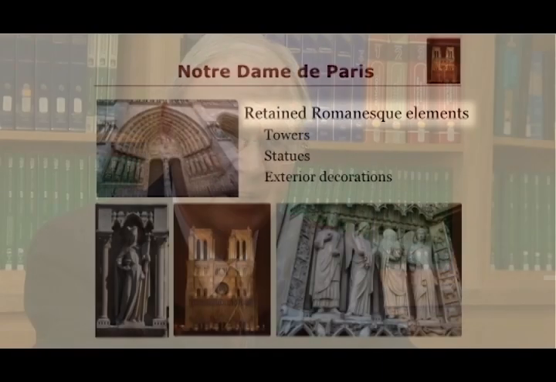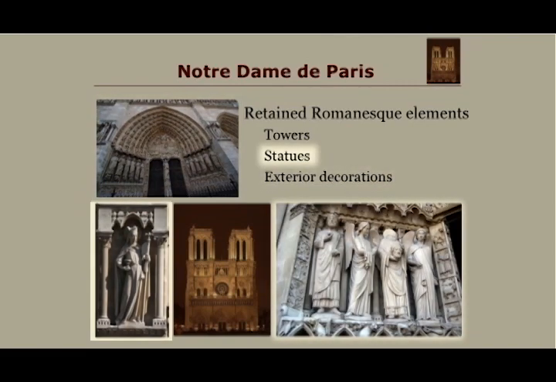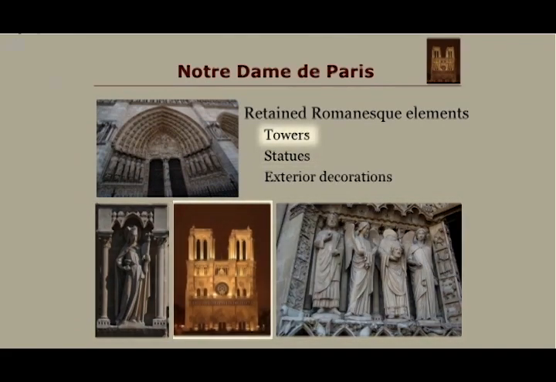Notre Dame also retained the characteristic exterior carvings, elaborate carvings in this case, of the Romanesque period. So here we see a facade of Notre Dame, and there are many angels and prophets and kings, and Christ and Mary being depicted on the exterior of Notre Dame.